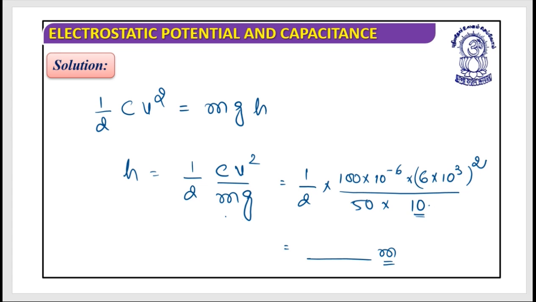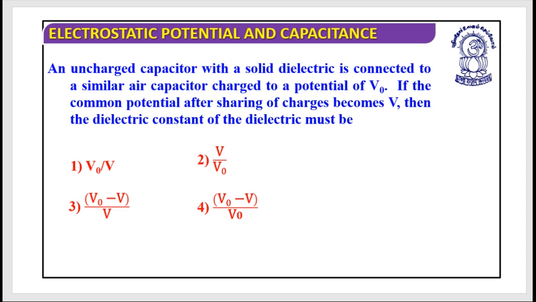So let's move to the next, last question of this session and this unit. Let's look at this. According to them, an uncharged capacitor with a solid dielectric is connected to a similar air capacitor, that means air has been there as a dielectric, which is charged to a potential of V naught. If the common potential after sharing of charges becomes V, then the dielectric constant of the dielectric must be. So do you understand what the situation is?